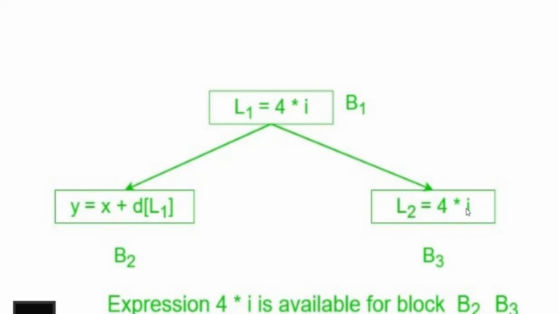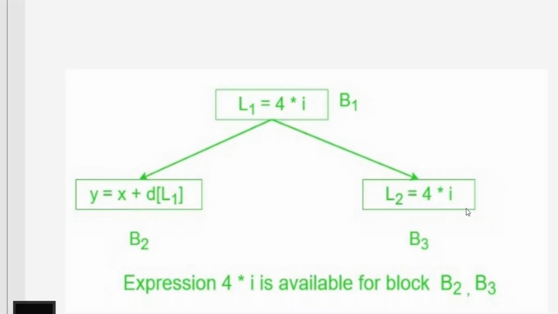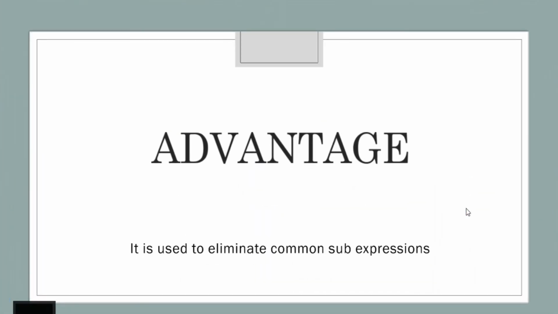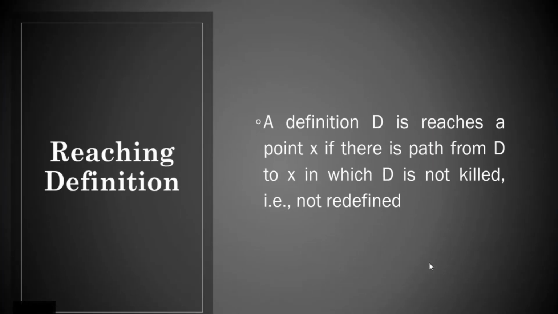So the advantage of available expression is that it is used to eliminate common sub-expression. Next is reaching definition. We have already discussed reaching definition. A definition D reaches a point x if there is a path from D to x in which D is not killed. That is called reaching definition. There should be a path from D to x and D should not be killed in the middle.